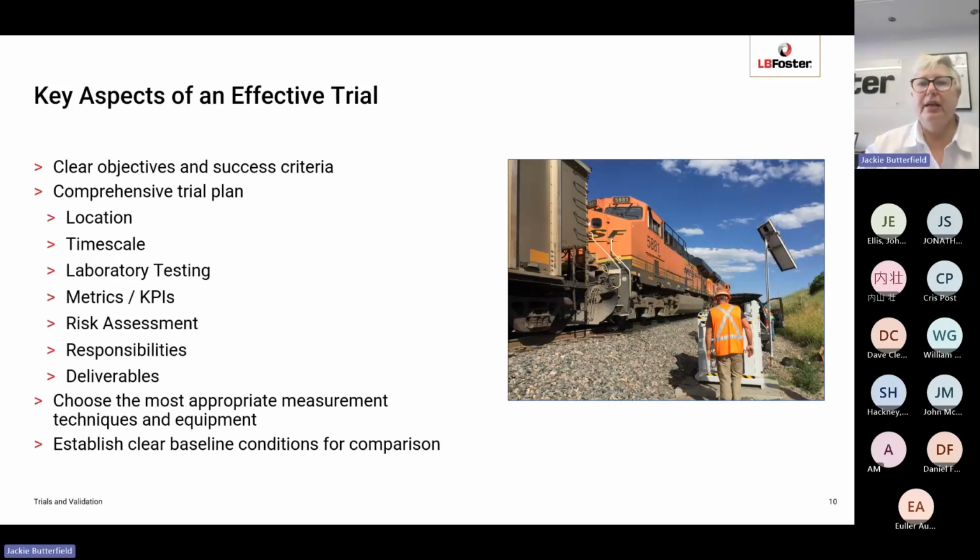The correct methodology and equipment should be used for the trial. So, for example, for noise measurements, it should be a fully calibrated noise meter. Or if it's a trackside system, then are you going to be using a tribometer, or are you going to be doing lateral force measurements? So choose the correct and appropriate measurement techniques and equipment. And then the baseline conditions should always be understood and established in order that you can make a clear comparison. All of these aspects are common sense items that you should include in an effective trial.